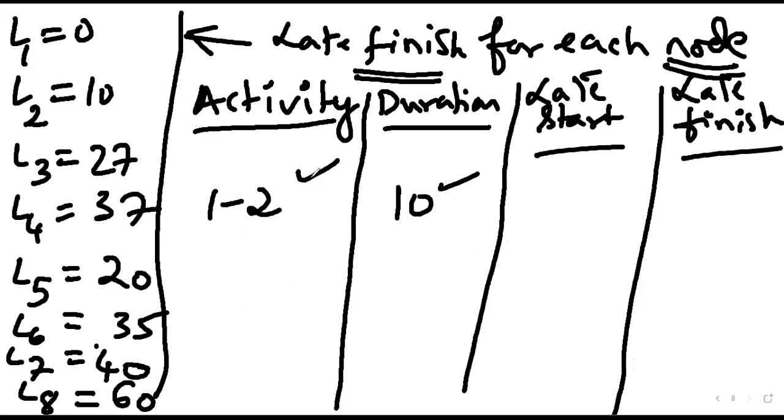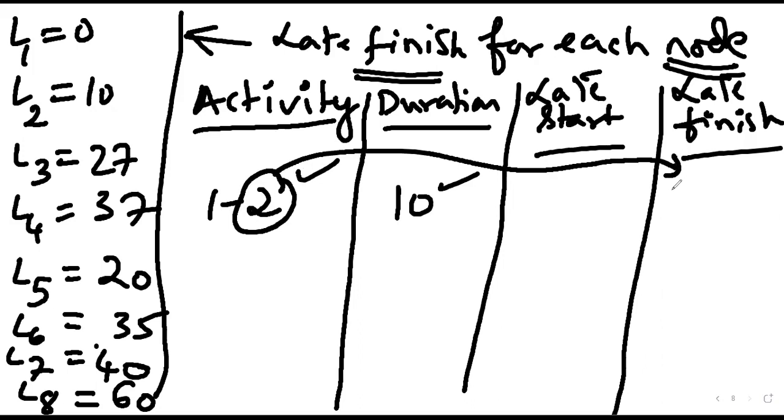Correct. Now, what is the ending node of 1-2 activity? On which node does the 1-2 activity finish? 2. So that node's value has to come here. L2 is how much? 10. That is nothing but the latest finish.